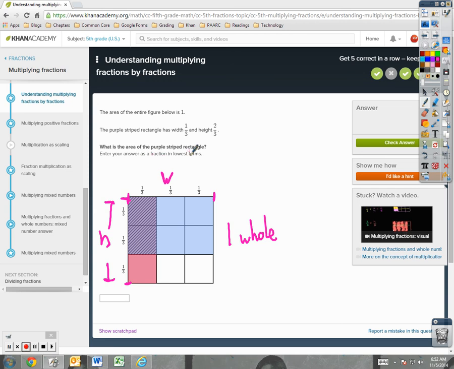Now, what is the area of the purple striped rectangle? Now, notice what we have here. We have 1/3. Oh, that's 1/2. We have 1/3 times 2/3. Now, no cross reduction could occur, so I just go numerator times numerator, which is 2. Denominator times denominator, which is 9. Now, let's take a look. 2/9.